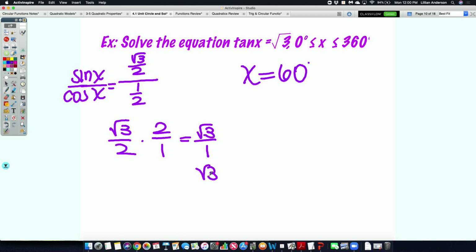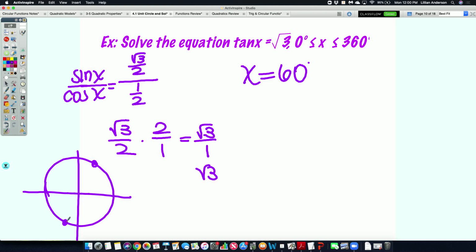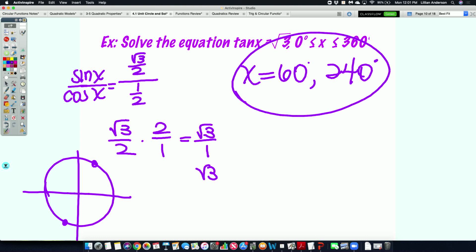But it's not just at 60 degrees where tangent's a positive square root of 3. Where else is tangent positive in your unit circle? 240. It's the one that's in the third quadrant where tangent is positive, and that is 240. Have I satisfied my domain? Have I provided all the solutions between 0 and 360 that have a positive square root of 3 tangent? Then those are your solutions. Questions?